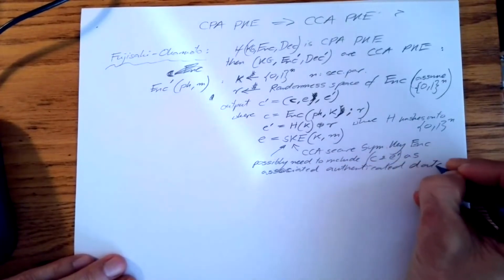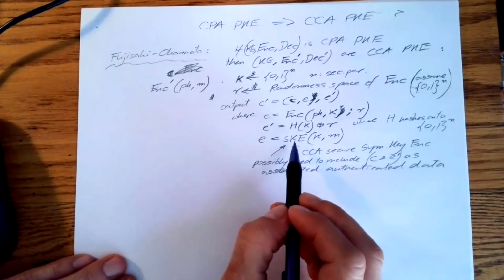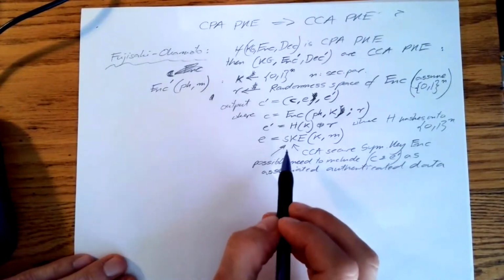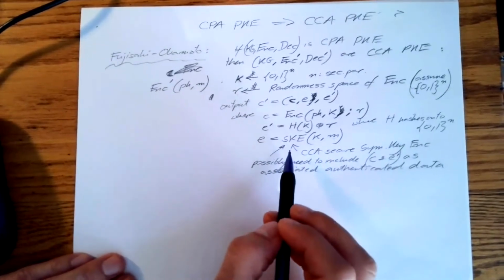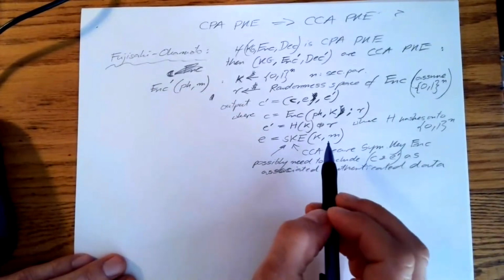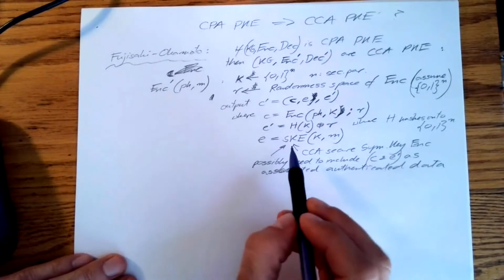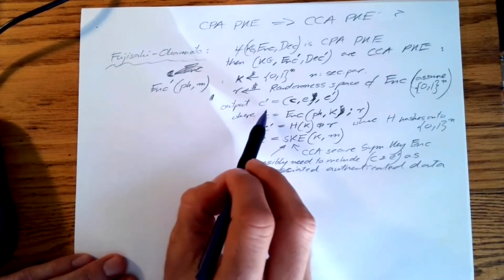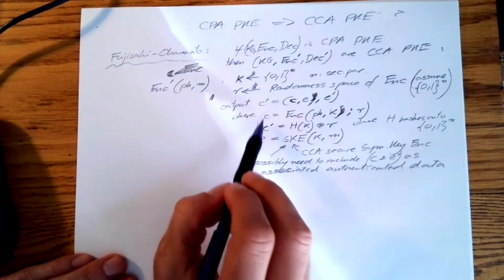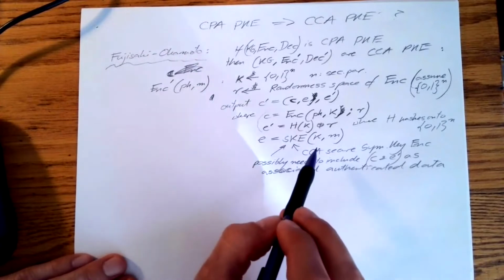So if you remember the CCA secure encryption, if you think of this encryption as both authenticating and encrypting, you might want to put those two into the authenticated part.